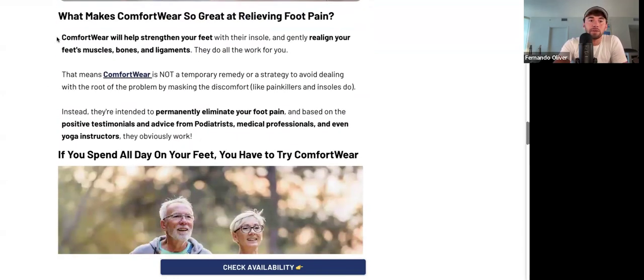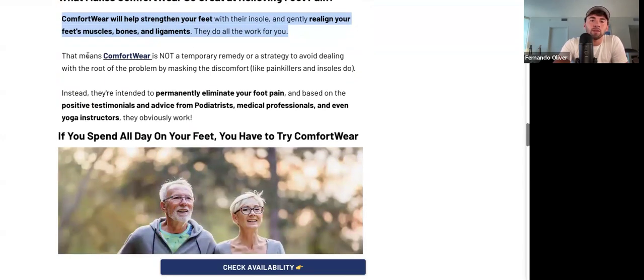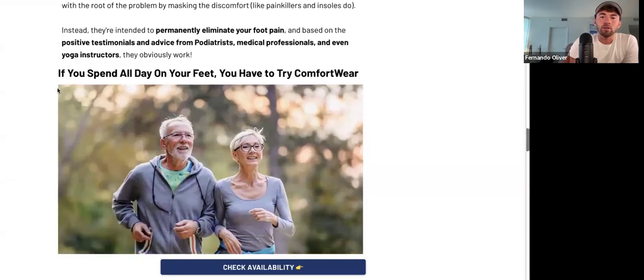Yeah, it's very simple copy, very straightforward. It will help strengthen your feet, gently realign your feet's muscles, bones, and ligaments, and they do all the work for you. It's not a temporary remedy. They're intended to permanently eliminate foot pain. It's a pretty bold claim. And based on positive testimonials, they obviously work.